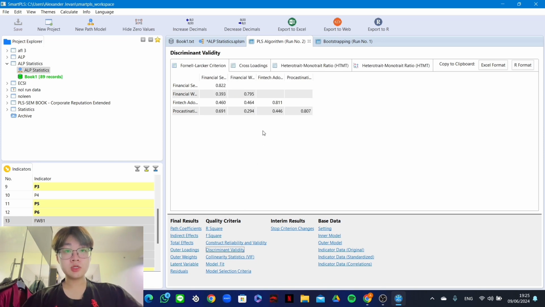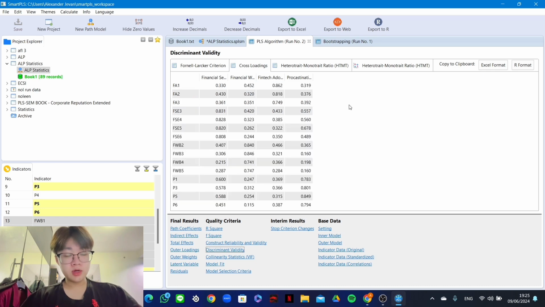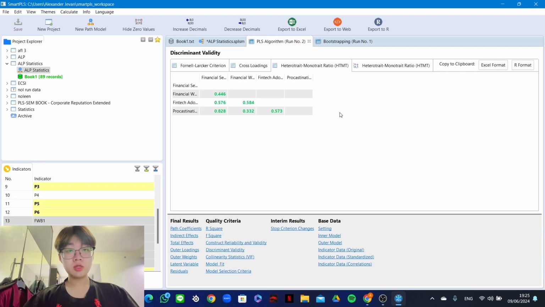Now we go to discriminant validity. The top row is the square root of AVE, and it will be diagonal. All the top data is the square root of the AVE per variable. Moving on, going to cross-loading, where all the loading values of the indicator will be highest compared to the other constructs. After cross-loading, we can go to HTMT, where if the data is below 0.9, that means the data is good.